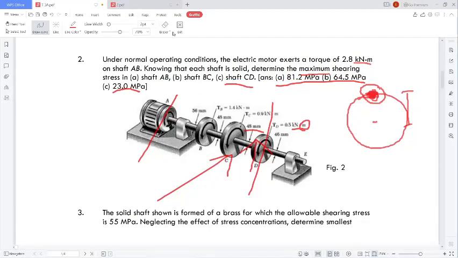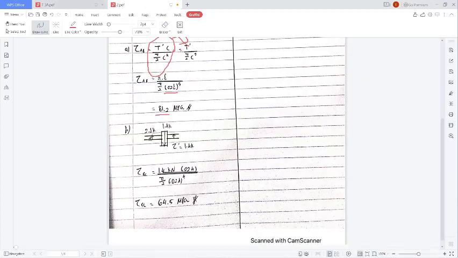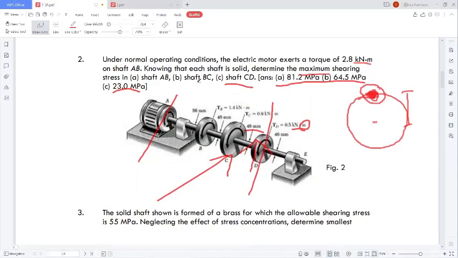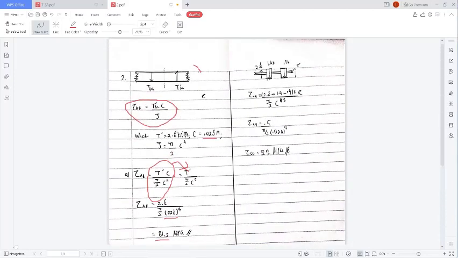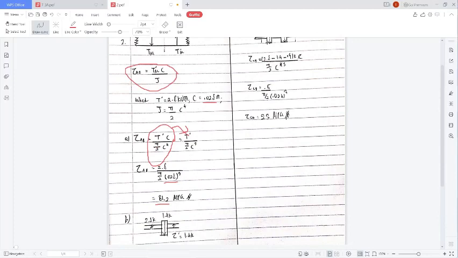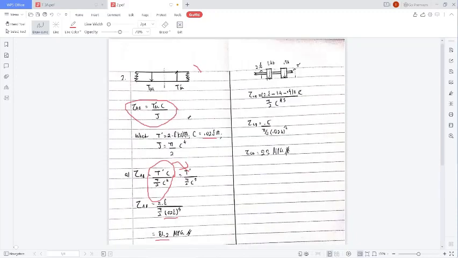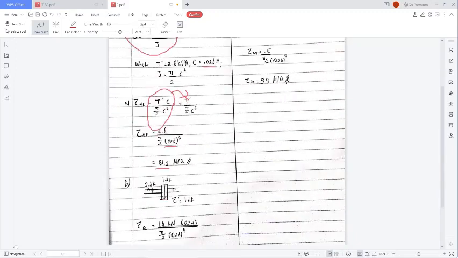So you need to make an FBD from point A to C, from here to there. So this is the cross section that I made. You will have a 2.8 kilonewton meter, the internal torque, because we were dealing with internal torque, so you will have the direction of torque from the motor. The upward direction comes from the internal torque that we defined just now, 2.8 kilonewton meter exerted upward. You will have another internal torque, 1.4 kilonewton meter exerted in the downward direction.